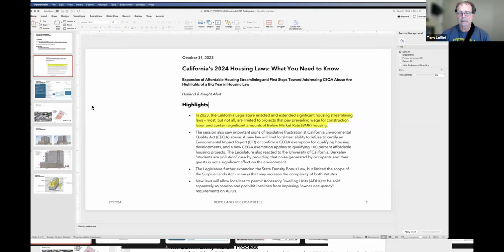But they also tied this affordable housing incentive program to prevailing wage projects, right? Which may be, in and of itself, kind of counterproductive to what some would view as how you create affordable housing.